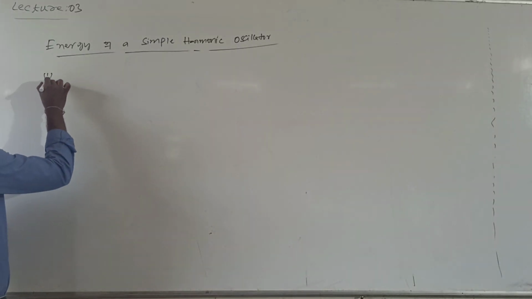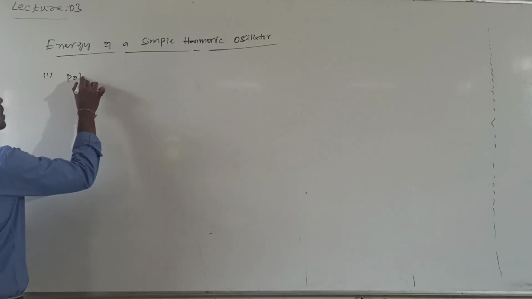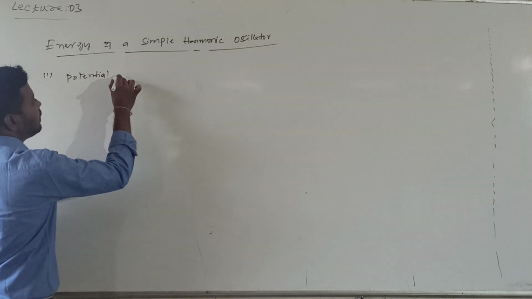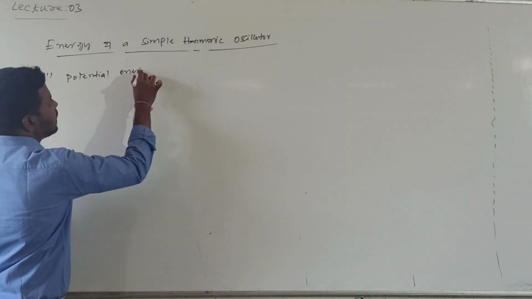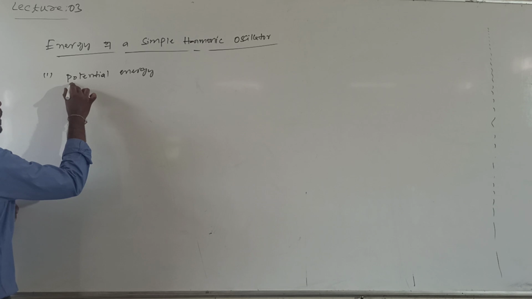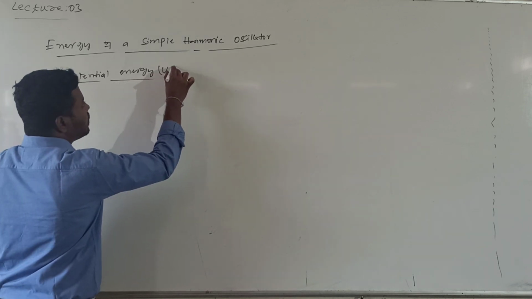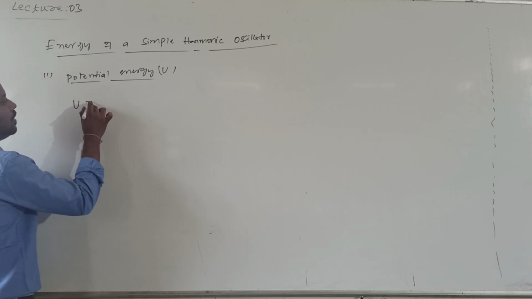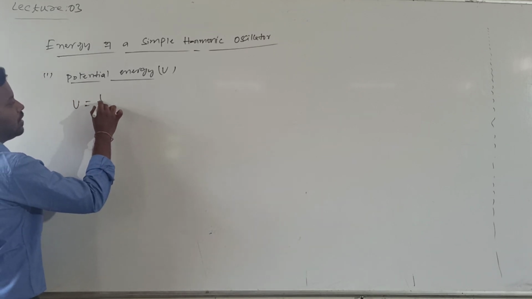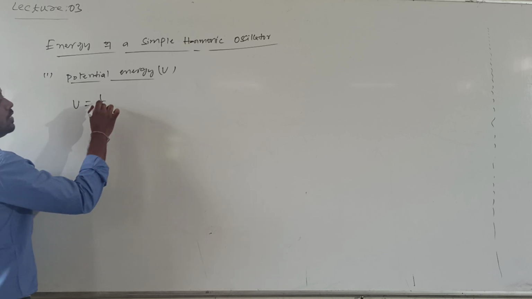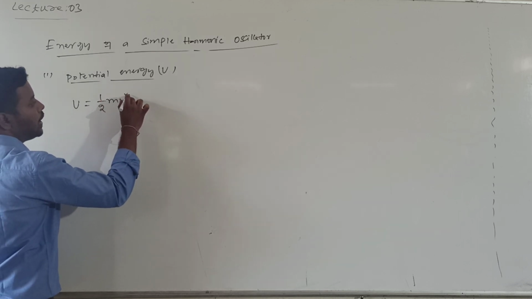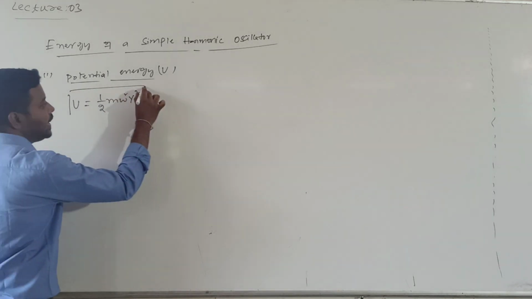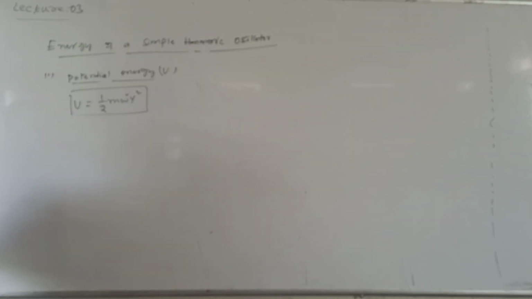A simple harmonic oscillator will possess potential energy. Yesterday we already wrote this, but once again from the start: potential energy is the energy possessed by virtue of its position. The derivation is there in your first year, but it is not necessary for us. I am writing directly: 1 by 2 into m omega square into y square, the expression for potential energy in terms of displacement.